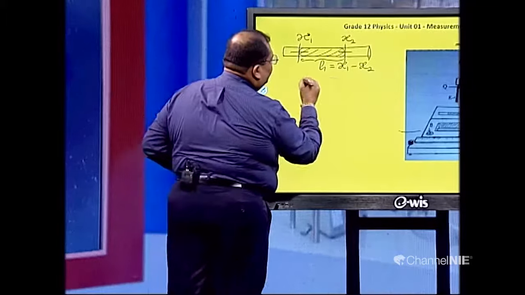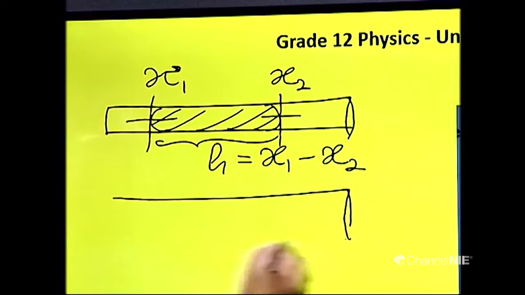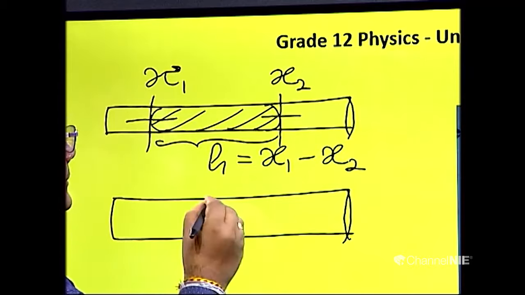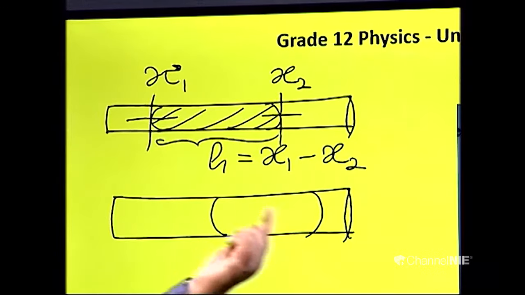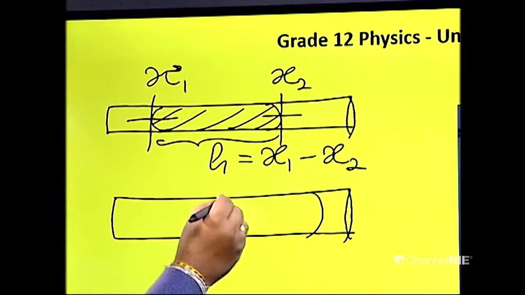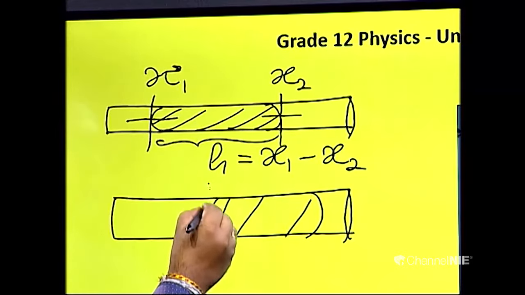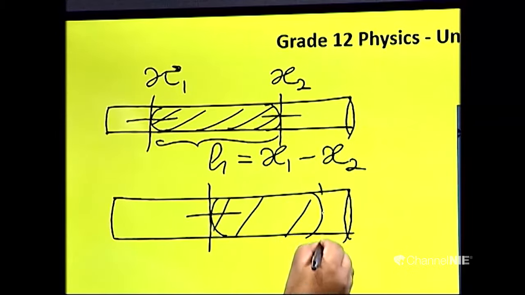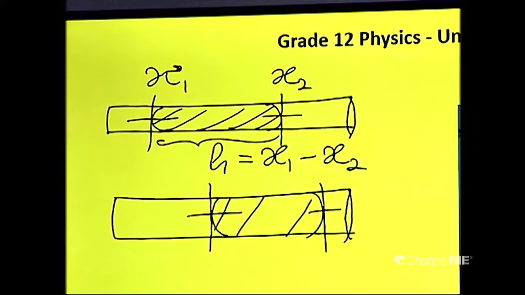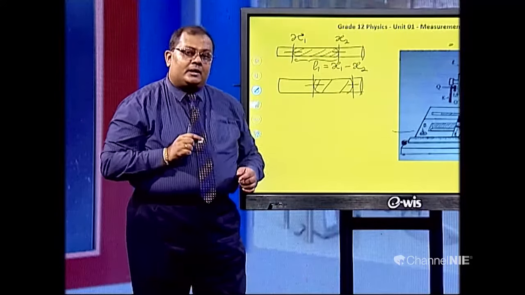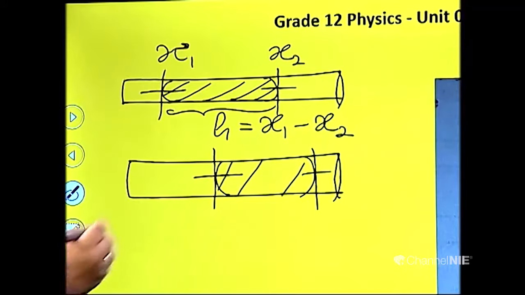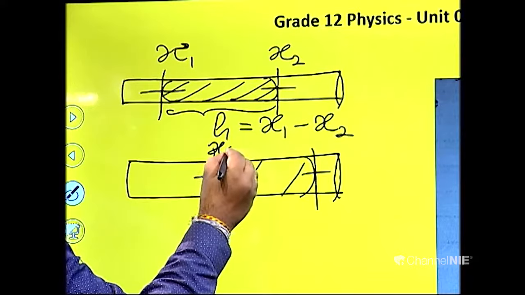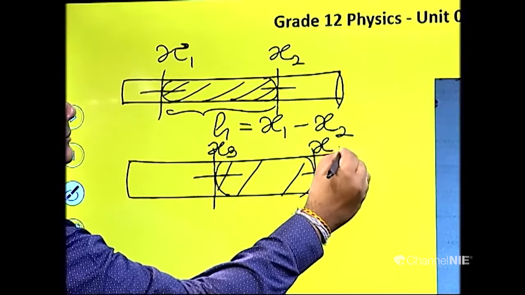The next reading we take is when the mercury pellet comes to somewhere here. Again take readings at the two edges of the mercury pellet. Then the cross wire should touch exactly like this. The vertical wire should touch the edge of the meniscus of the mercury pellet. Then take the next readings, x3 and x4. x3 here, this one x4.